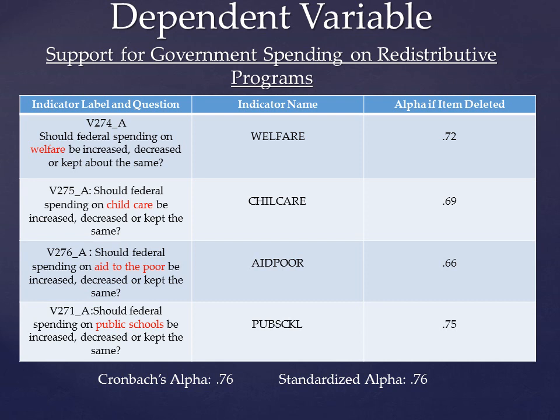The indicator for the dependent variable, support for government spending, is an index which was constructed to include 4 variables, respectively measuring support for federal spending on welfare, on childcare, on aid to the poor, and on public schools. For each indicator, the exact question wording is, should federal spending be increased, decreased, or kept about the same? The standardized alpha is 0.76, which indicates that the indicators are sufficiently related to be combined into an index, and the alpha score could not be increased by deleting.